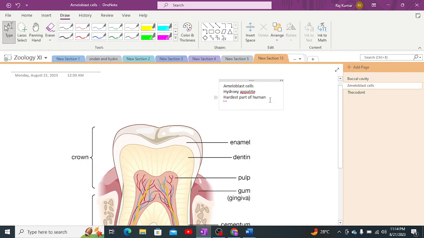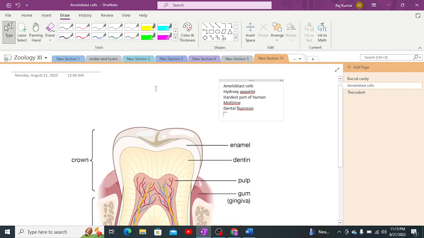And apart from this, enamel basically forms a crown, and over that enamel we are having some other structures. This enamel is having fluoride, so it is having a hydroxyapatite which contains fluoride. Now that fluoride, if it is present in excessive amount, would be causing mottling. It is a disorder also known as dental fluorosis, in which there are yellow spots over the teeth. There is discoloration of teeth.